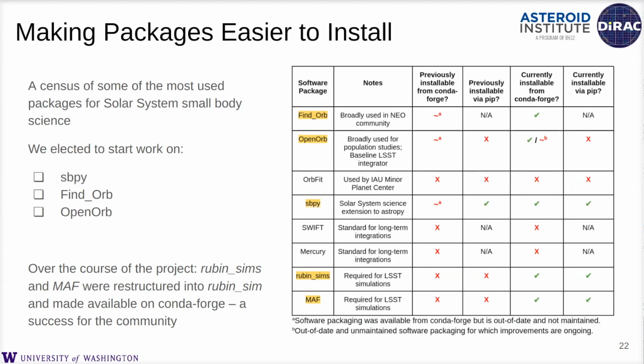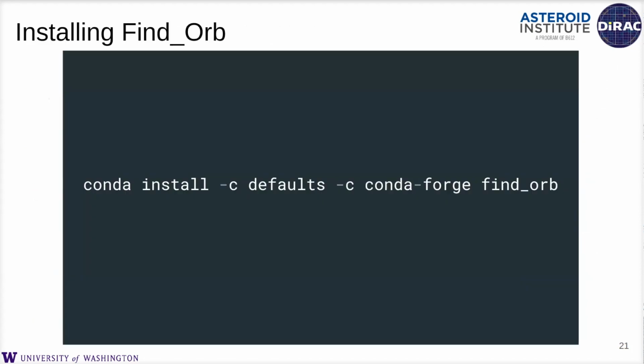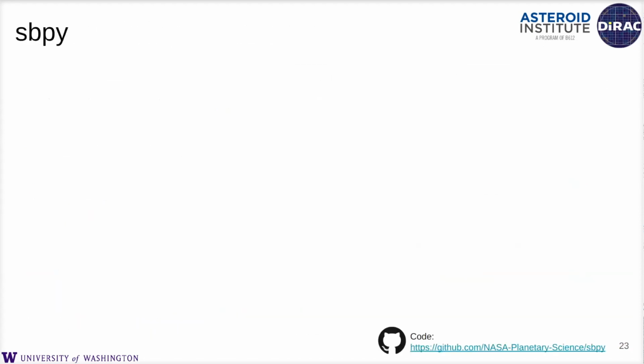And so that's already a success for the community, that somebody else already went through and made that code more installable. And for us, it was a stark reminder that people are interested in doing this, right? There are people out there doing this. And so it motivated us to keep at this. But basically, for the duration of project 2, we focused on getting SPPy, FindOrb, and OpenOrb installable with something like that.